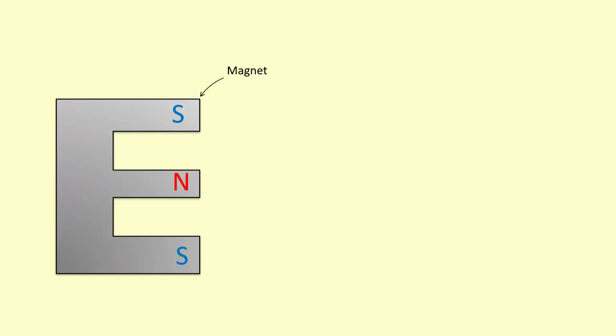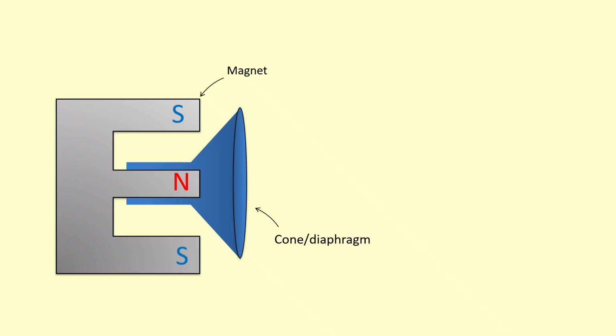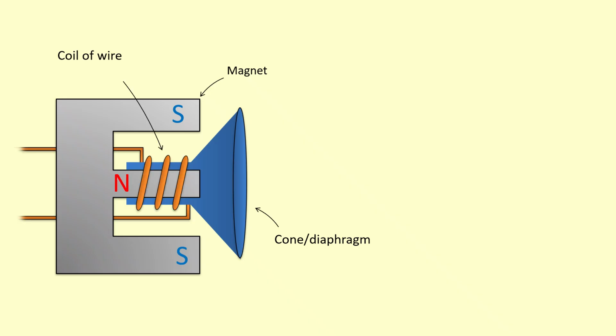So here we've got the cross section of a magnet, and attached to that we've got a cone, sometimes called a diaphragm. And then attached to that we've got a coil of wire. So the coil of wire attaches the cone to near the magnet. Okay, and the coil of wire has an AC current going through it, so that's very important. So the current's always changing direction within the coil.